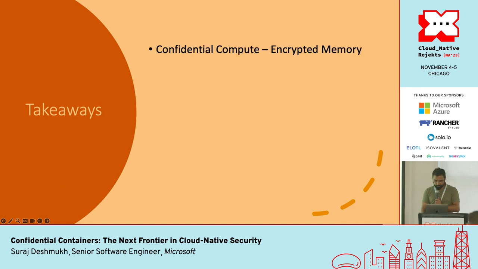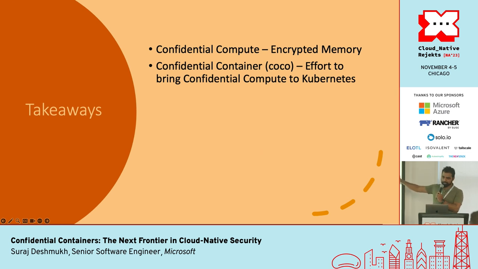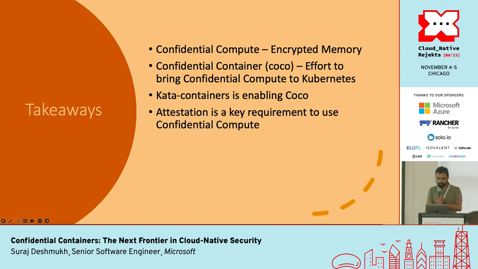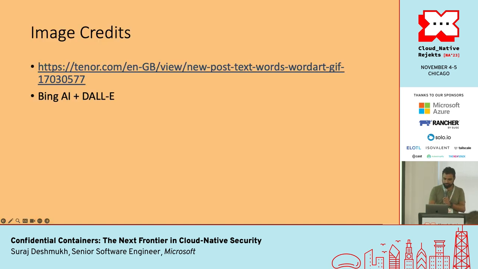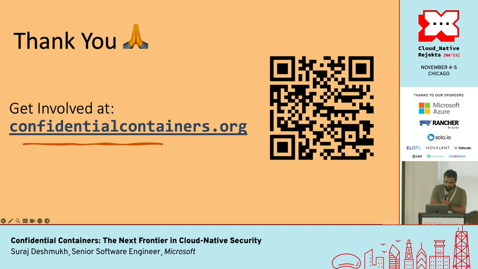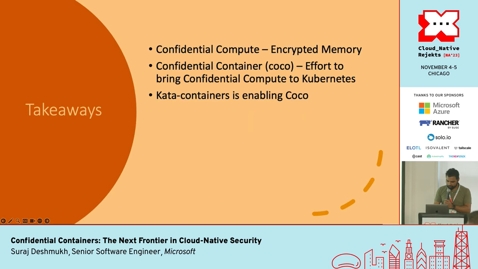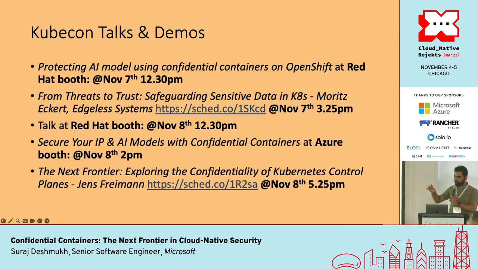Takeaways. The first takeaway is confidential compute. Remember encrypted memory. Confidential Containers is an effort to bring confidential compute to Kubernetes. Kata Containers is the underlying runtime that's enabling this whole project. And attestation is very important. Without attestation, none of this is useful. We didn't get to talk about this last piece, so you can forget about it. That's image credits. If you want to get involved, this is the thing. Also, these are some other talks around this same effort going on at KubeCon. Questions, if I have time.